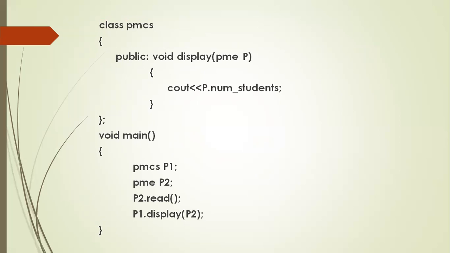P1. So P1 dot display within the parentheses, because the PMCS class accepts one argument of object which belongs to PME class. So within the parentheses, you pass the object called P2. So this is a simple example illustrating friend class. In the examination, if the question is write a note on friend class, you write what is the purpose of friend class and give this example itself, because it's the simplest example illustrating friend class.